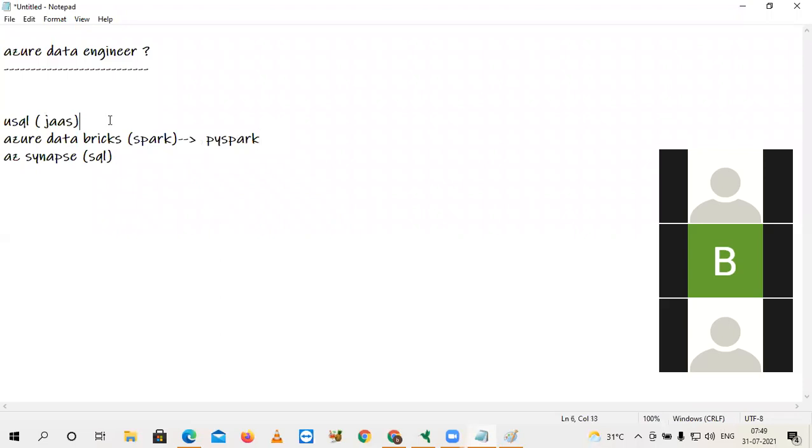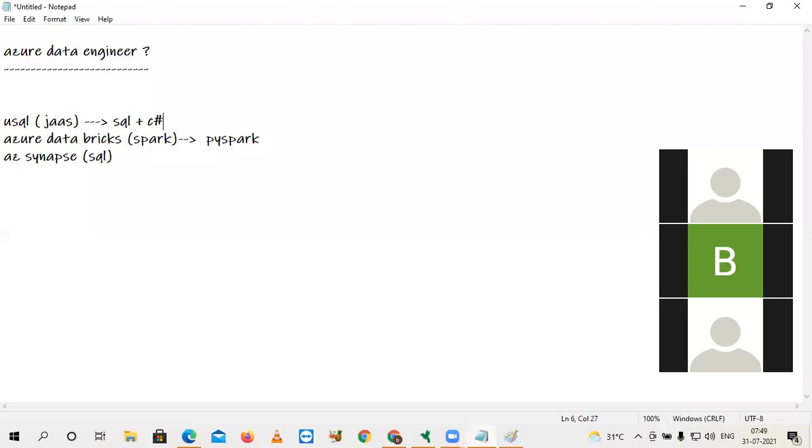USQL is Unified SQL. This is SQL plus C#. Then what is the difference between ANSI SQL and Unified SQL, sir? ANSI SQL is only SQL, that's it. This is SQL with C#, that's it.